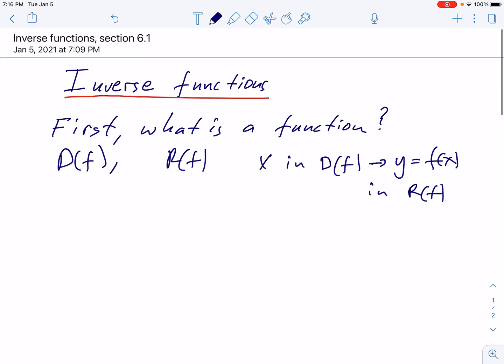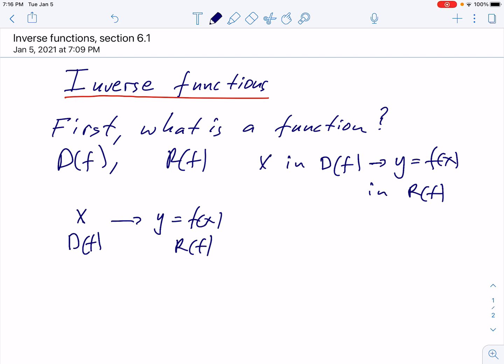So such a diagram: x belongs to the domain. We call these originals. And we move to y, which is f of x, in the range of the function. For every x, there should be only one image y in the range. We cannot assign to x two different images.